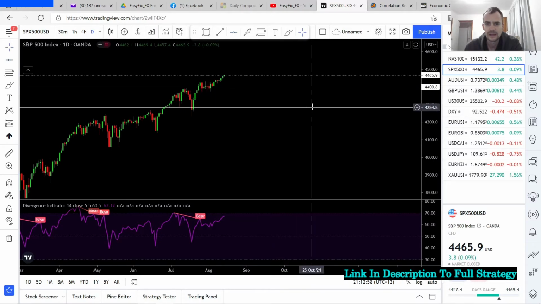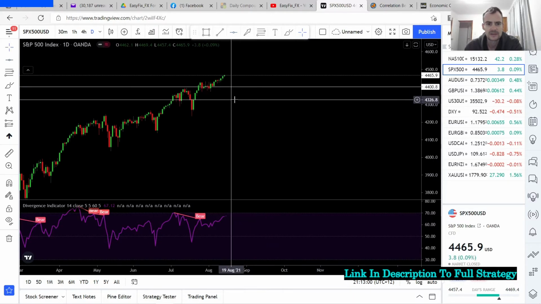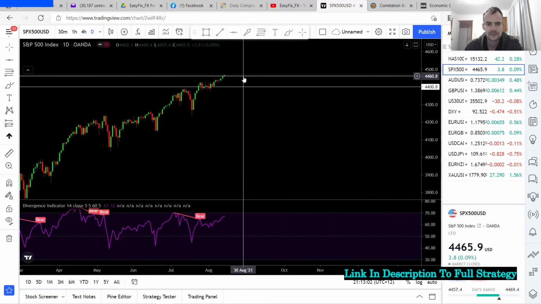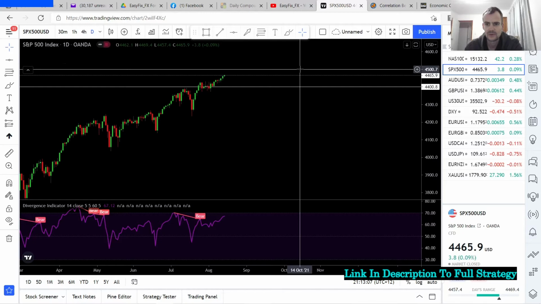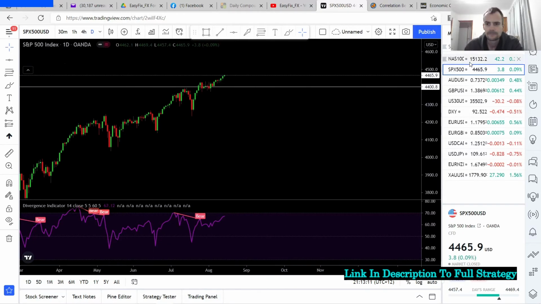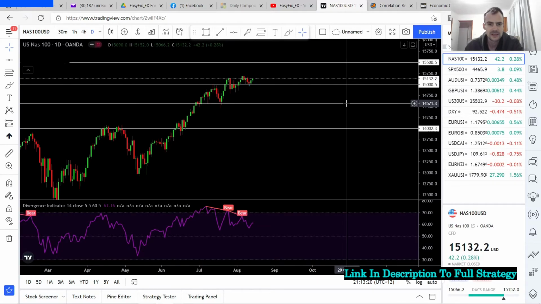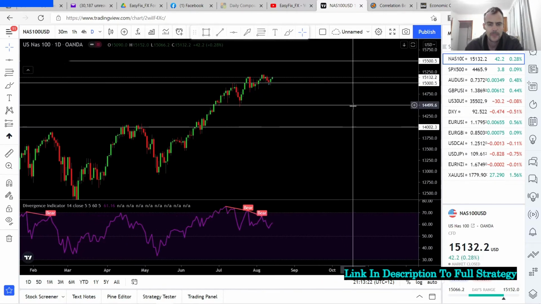We can see here that the S&P 500 has also broken above the 44,000 price handle, and now is most likely heading up to the 4,500 price handle. So basically, I'll just take you back to the MT4 charts.